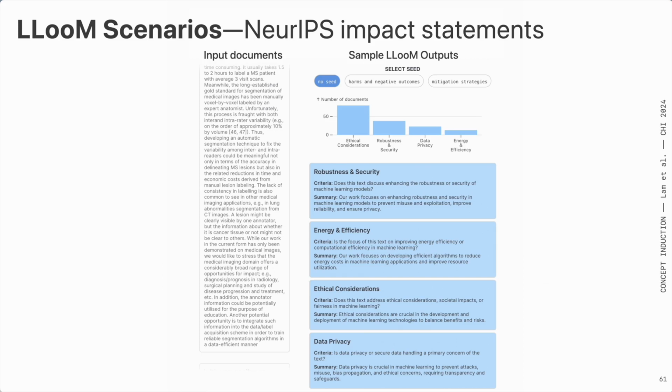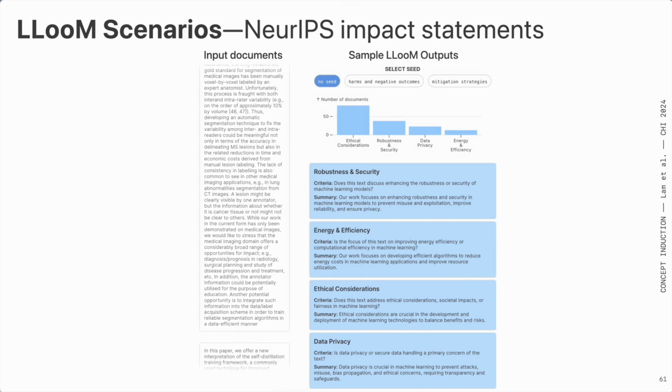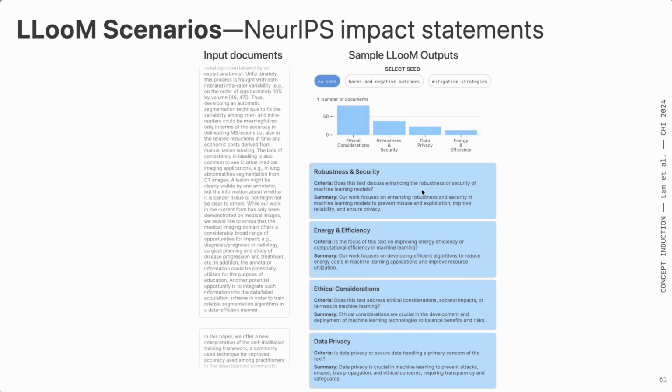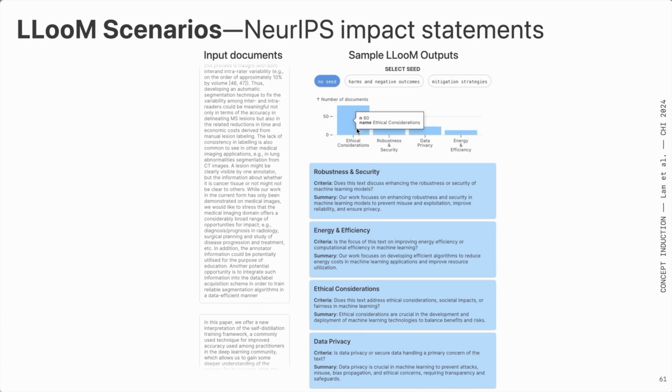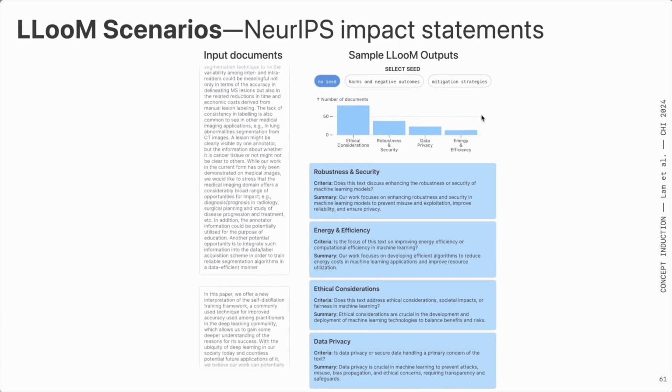The NeurIPS scenario looks at a dataset of broader impact statements from 2020 NeurIPS submissions. LLooM surfaces concepts like ethical considerations and robustness and security. Data privacy and energy and efficiency are much less prevalent compared to ethical considerations.